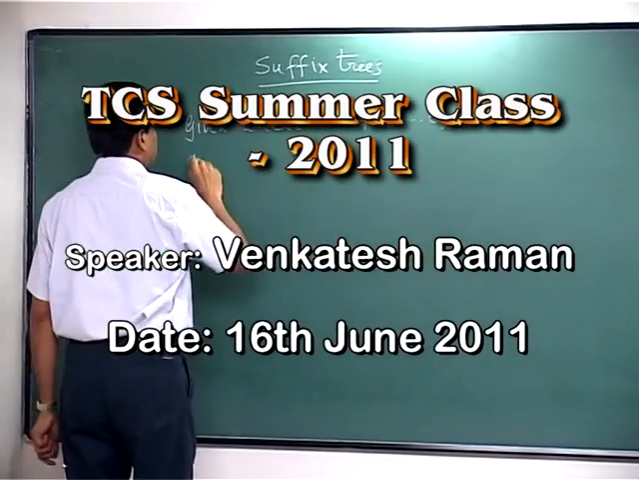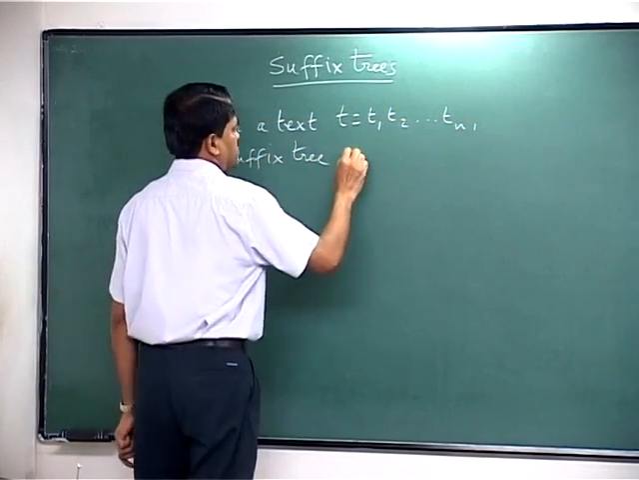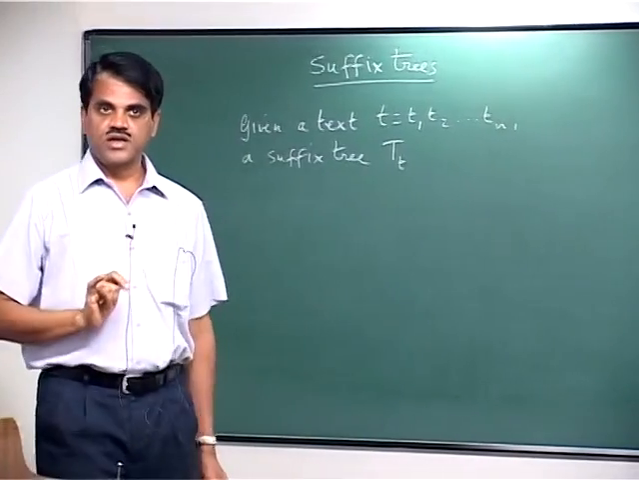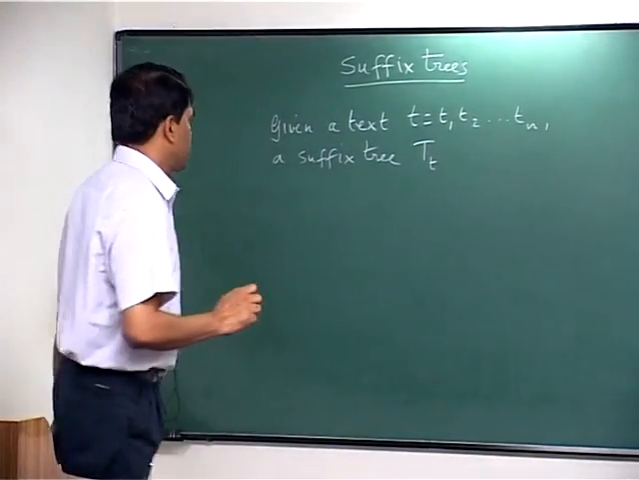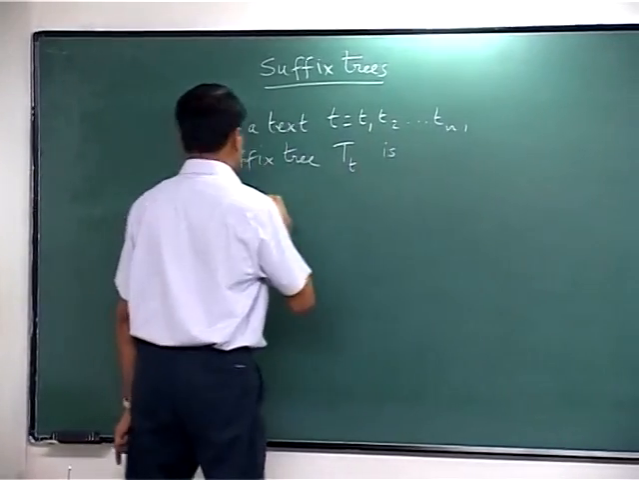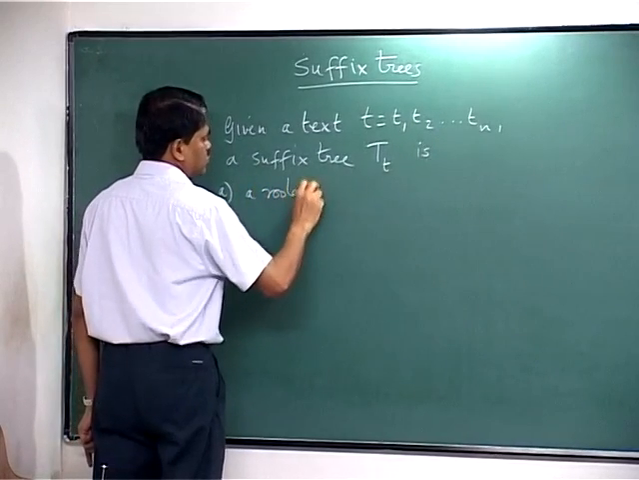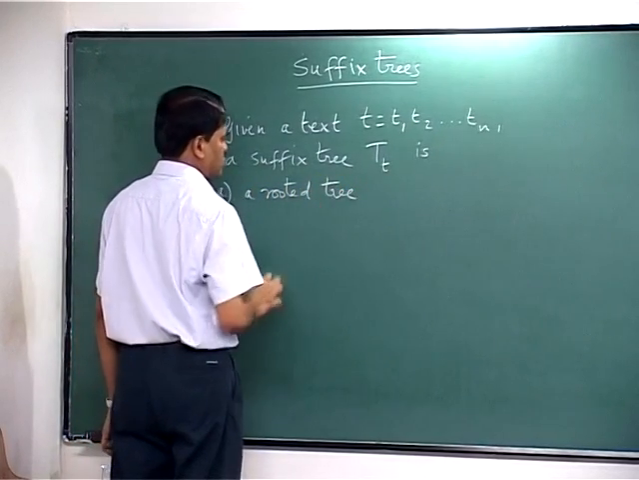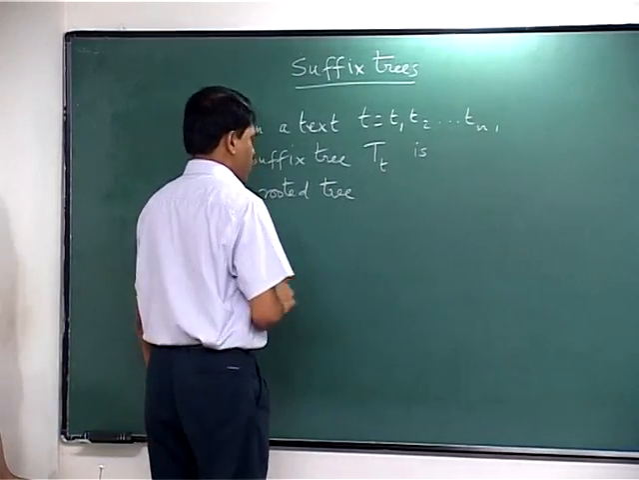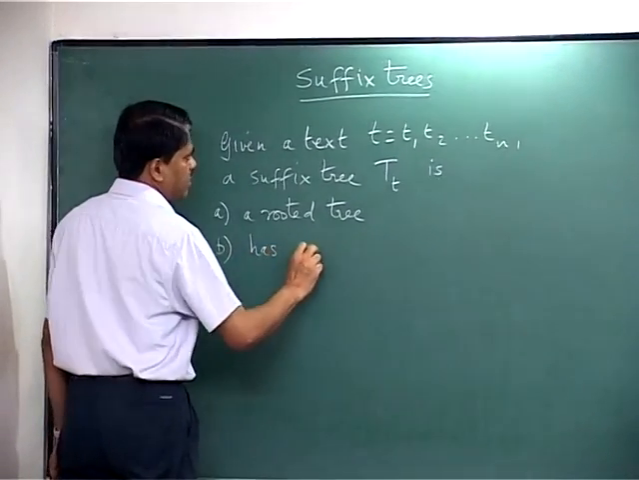So, a suffix tree, let us say T. So, the suffix tree depends on this text. Okay, it is a suffix tree for the text, has the following properties. Is a rooted tree, has n leaves. So, okay.